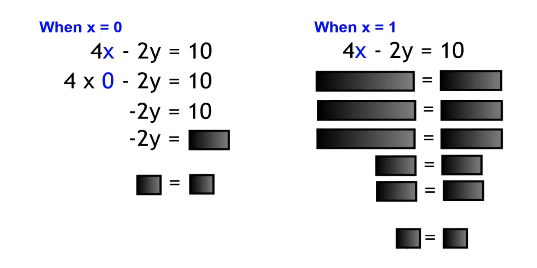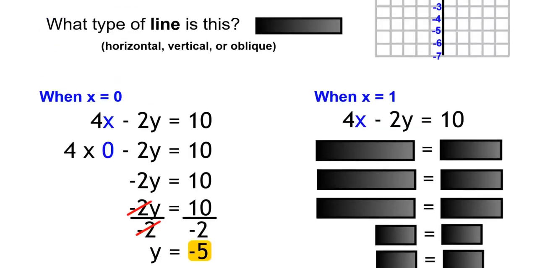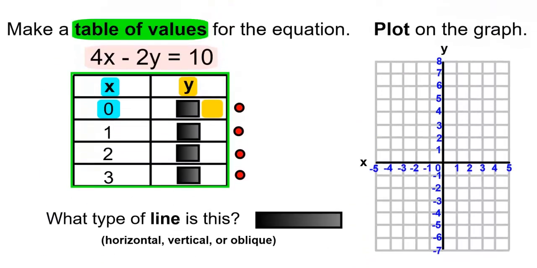Negative 2y, to remove the negative 2, we'll do the opposite operation and divide by negative 2. We therefore have to divide the other side by negative 2 as well. The times negative 2 and divide by negative 2 will cancel, leaving us with y. And 10 divided by negative 2 is negative 5. So y is equal to negative 5. When x is 0, y is negative 5.